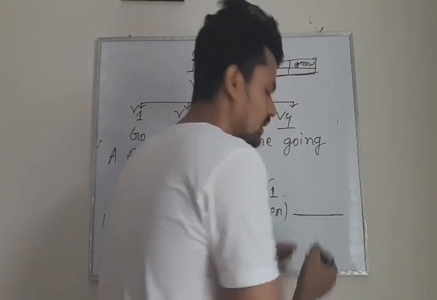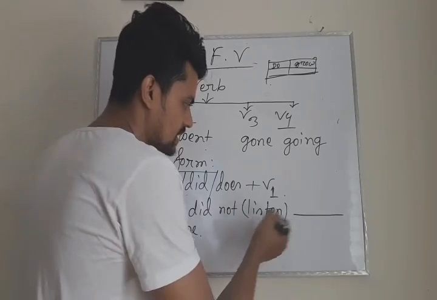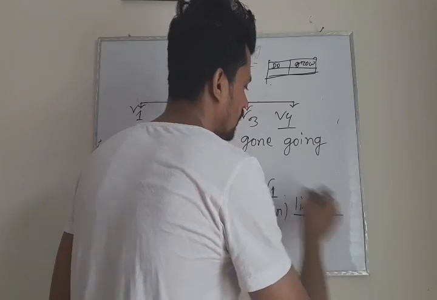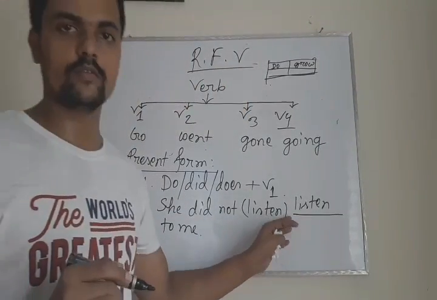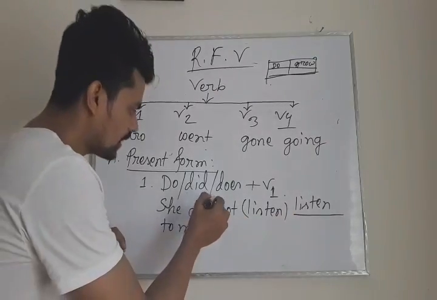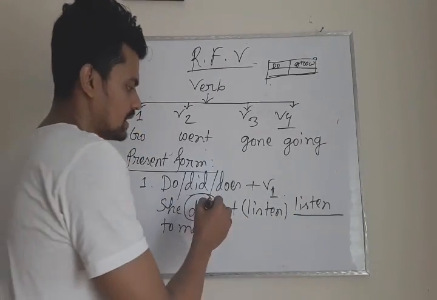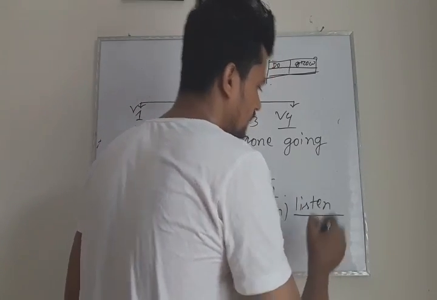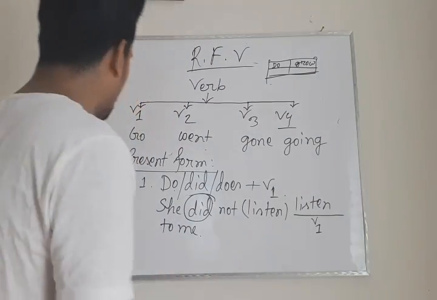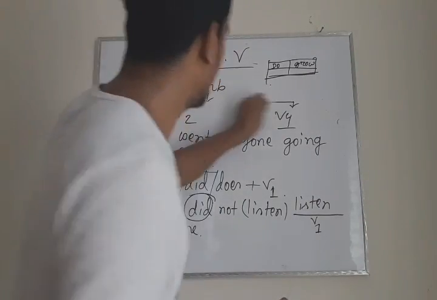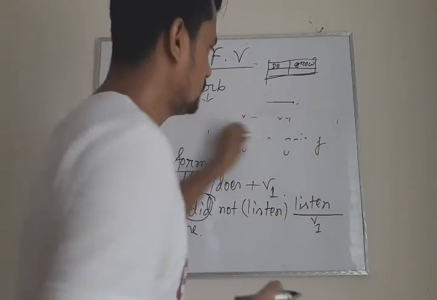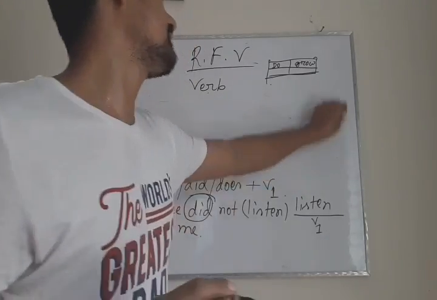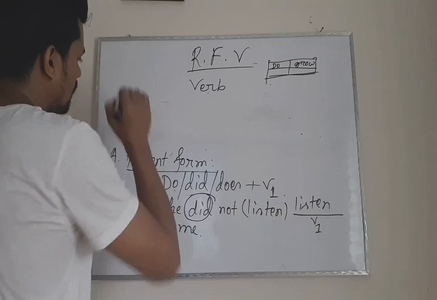Now what will be the right form of the verb listen? Here we will write the present form of the verb. Why? Because we have got did here. After did, or after do, does, we use V1. That's why here we will write the V1 form. I think that you have understood number one of the present form. Now we are going for the second rule, number 2.